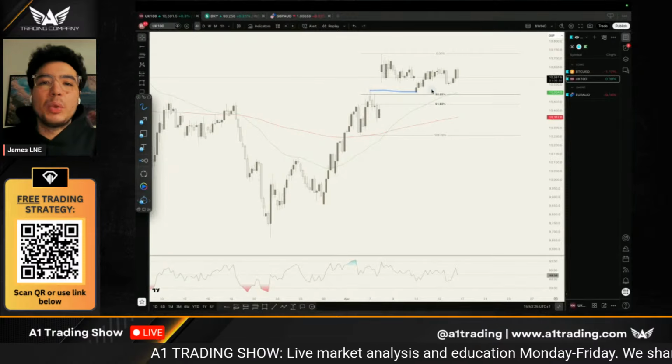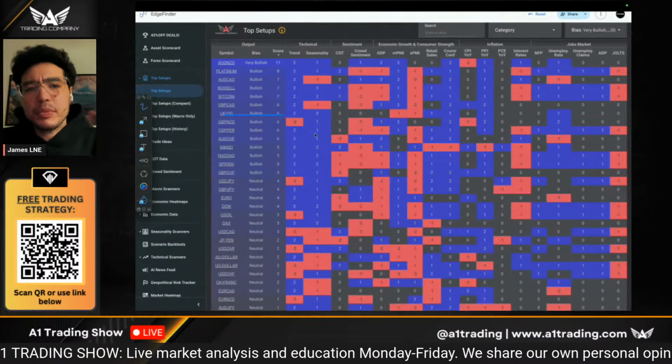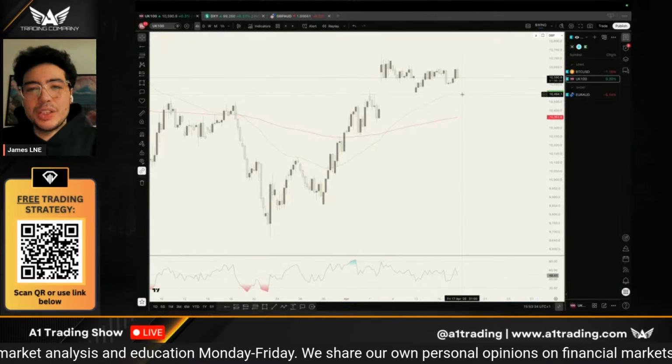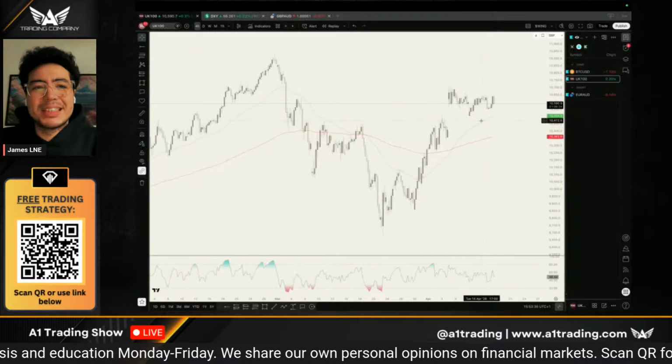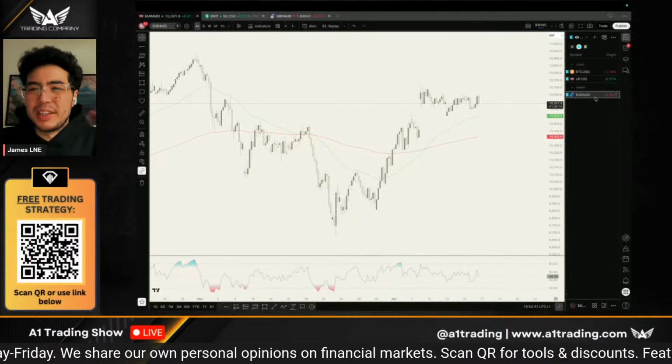Either way, we've been following the trend. I'm fairly sure the EdgeFinder is bullish. Let me just double check. EdgeFinder is bullish with a score of 6. So it makes sense, but the entry is just very, very, what's the right word? It's just looking a bit rough. You know, I'm not really a fan of that one.